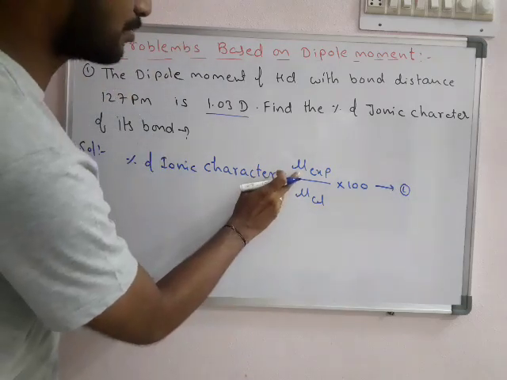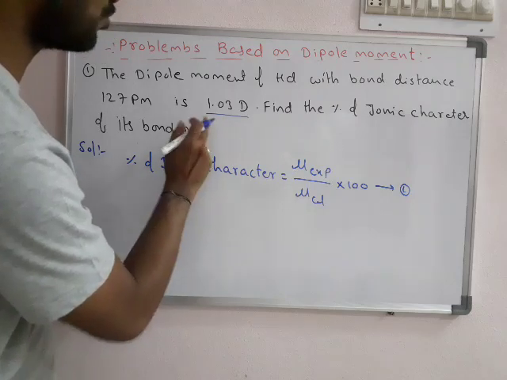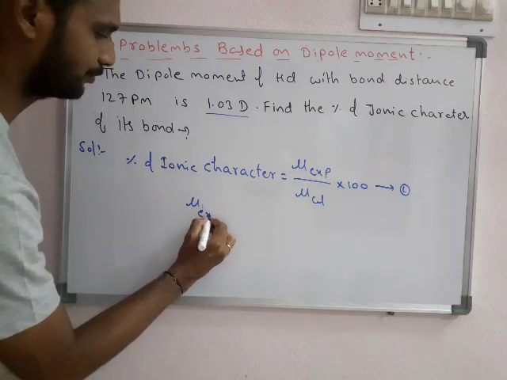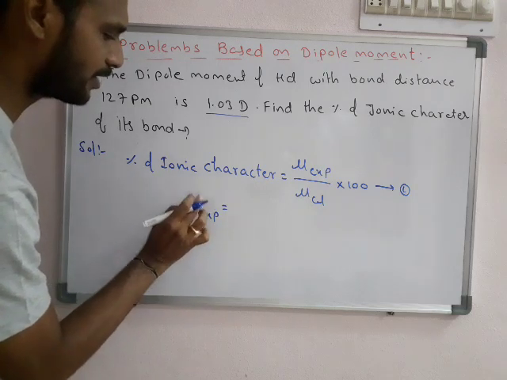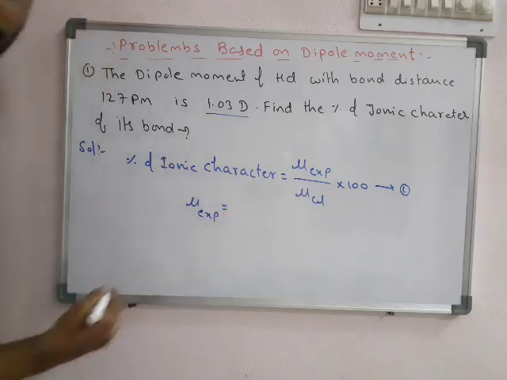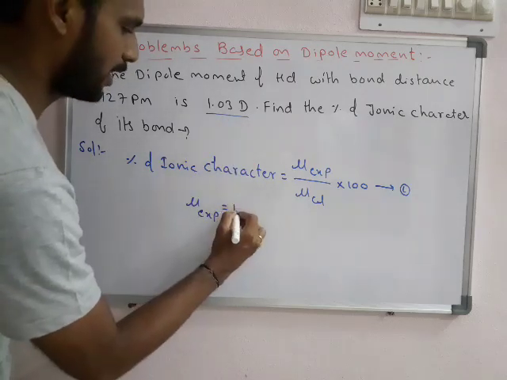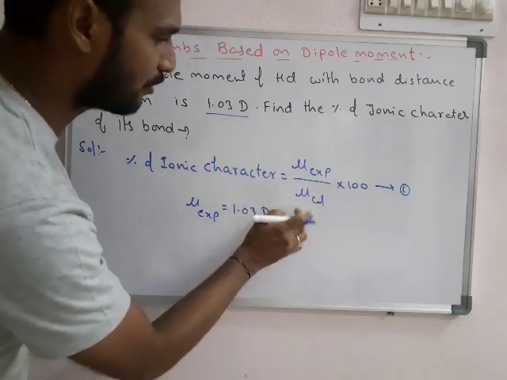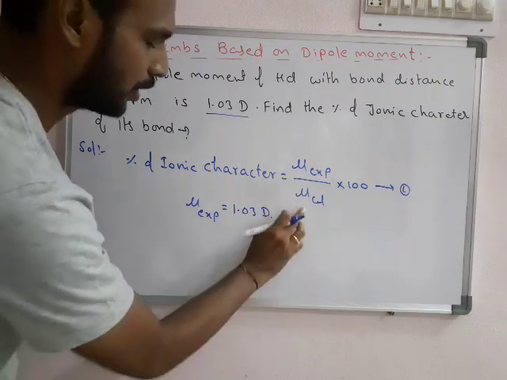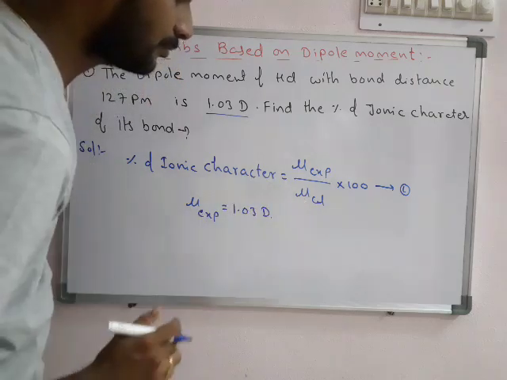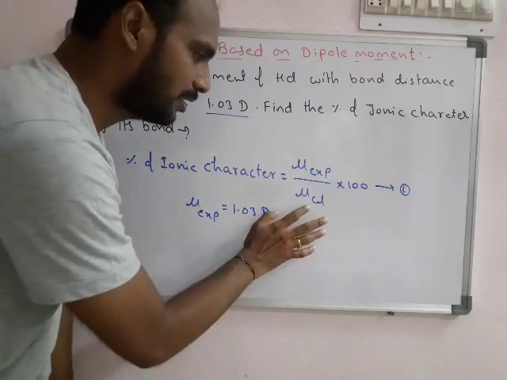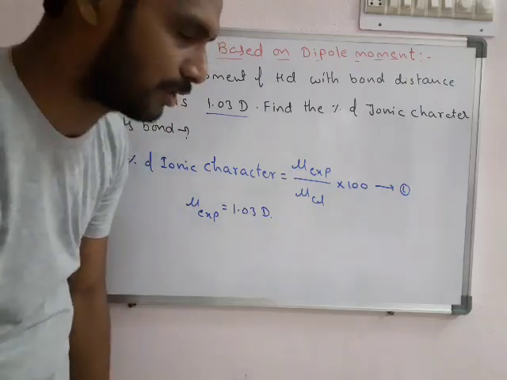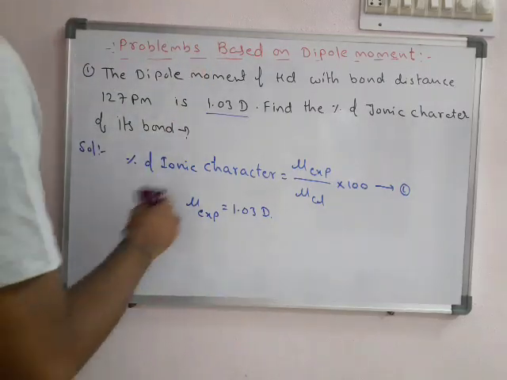Okay, so what is the experimental value? The experimental value means the given value, that is 1.03 Debye. To substitute in this, we need to get the dipole moment of HCl calculated value, that is called the theoretical value. We need to find that out.